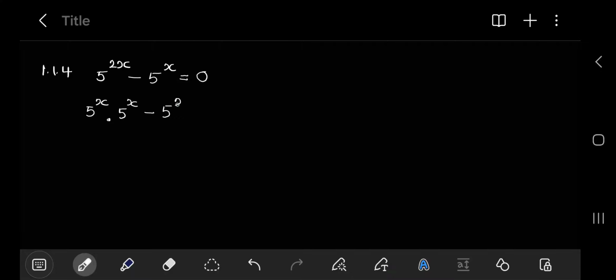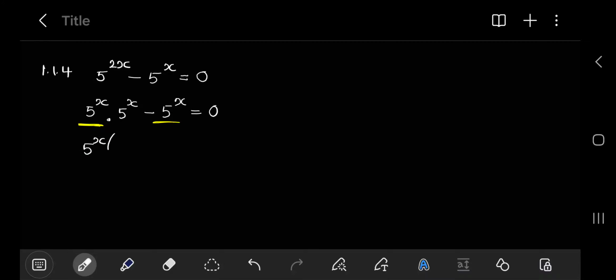Now let's keep our second term as is. By writing it out in this manner, what you notice is that it allows you to identify what is common in both terms. And we notice that, okay, in both terms, we've got 5 to the power x. So let's pull that out as a common factor.